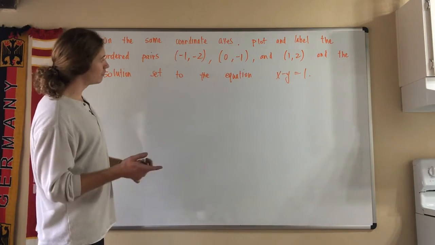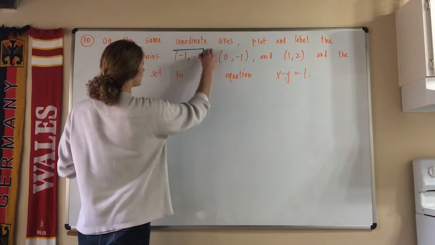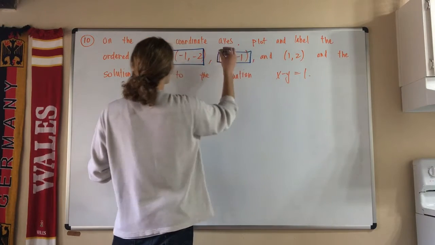Let's talk about that. This actually goes along with problem number 9, because in problem number 9, we saw that this first ordered pair and this second ordered pair are solutions, right?